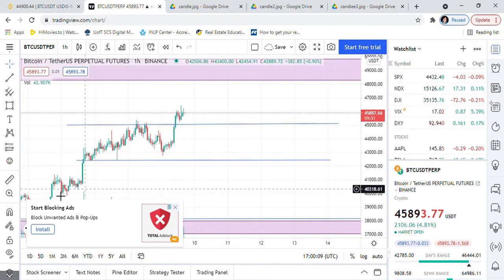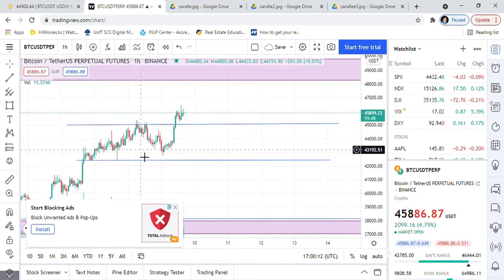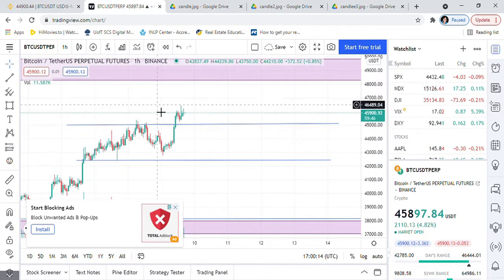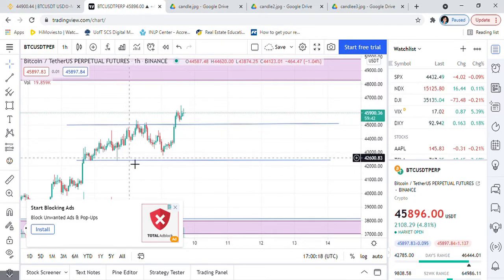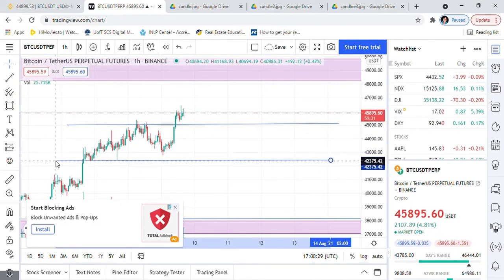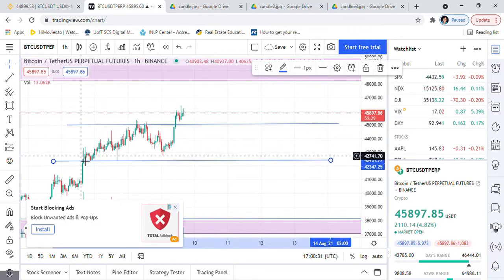Okay, so now these are my support and resistance. The top part is the resistance and then the bottom part is the support. So now I can see, how would you use this knowledge here to trade? Basically you want to place a long position when the price hits the support.